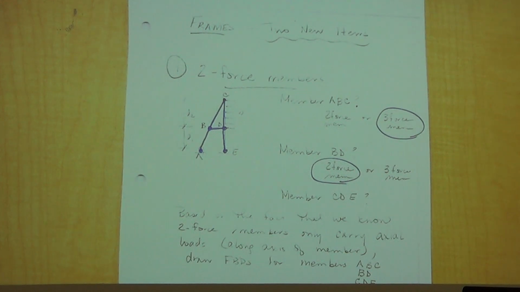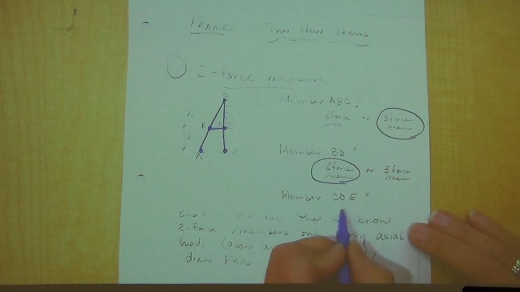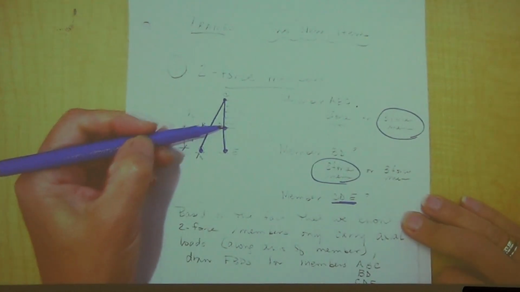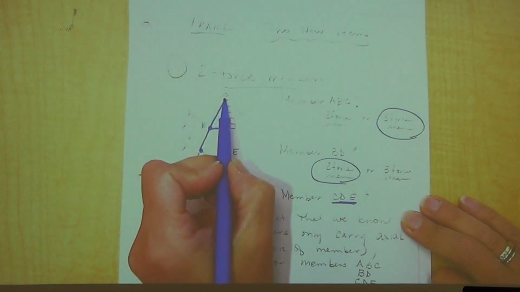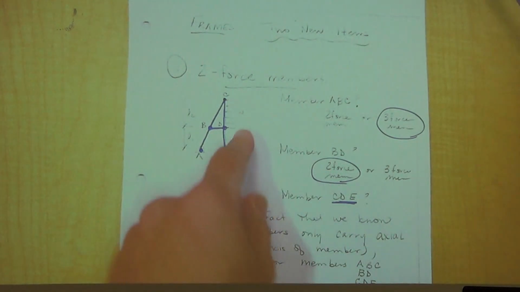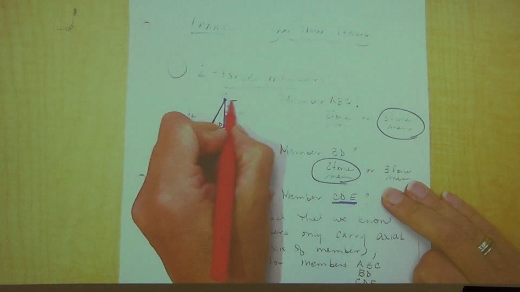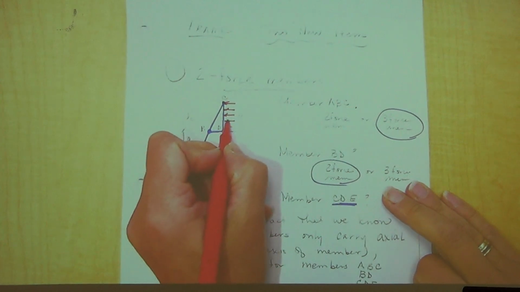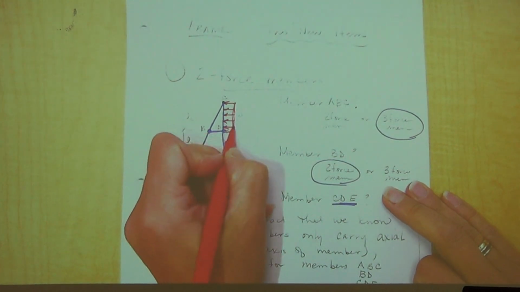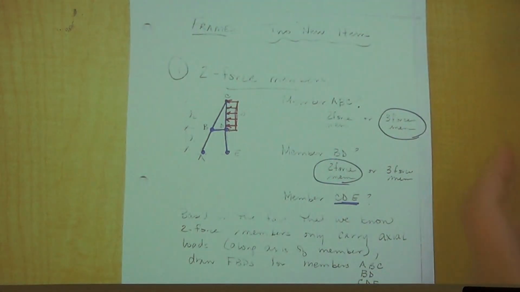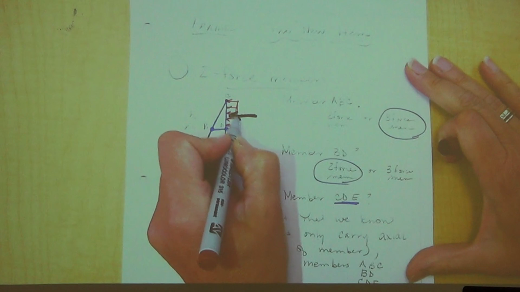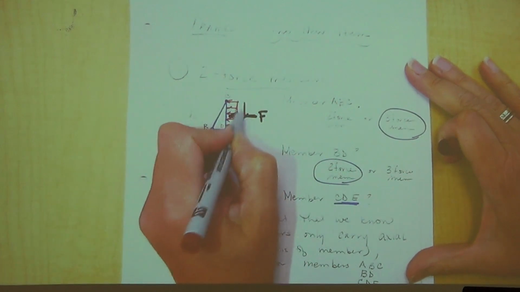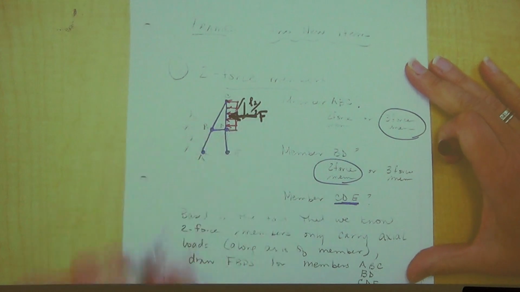Good. Okay, so now we're looking at member C, D, E. So what's going on at C, D, E? Well, I have a connection at E, I have a connection at D, I have a connection at C. And then what's this thing on the right? Can you even see it? Kind of light. It's a distributed load. And how could I take a distributed load and make it a point load? I multiply the force per unit length times the length, and since it's rectangular, I know it would be in the center, so this would be L over 2.